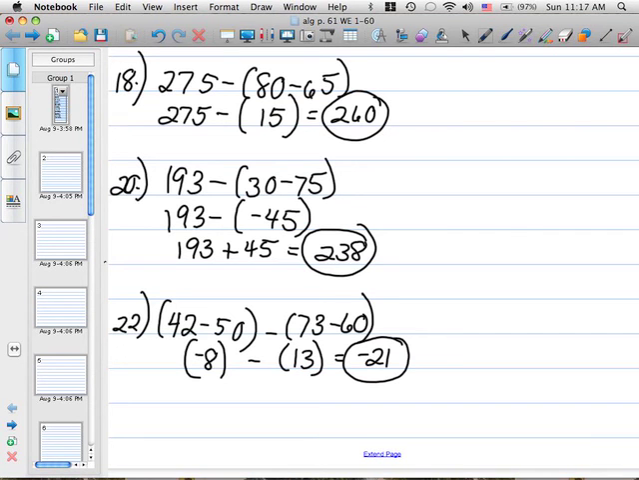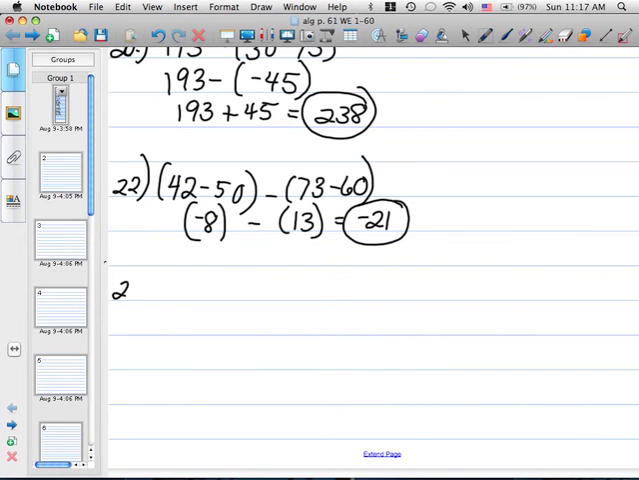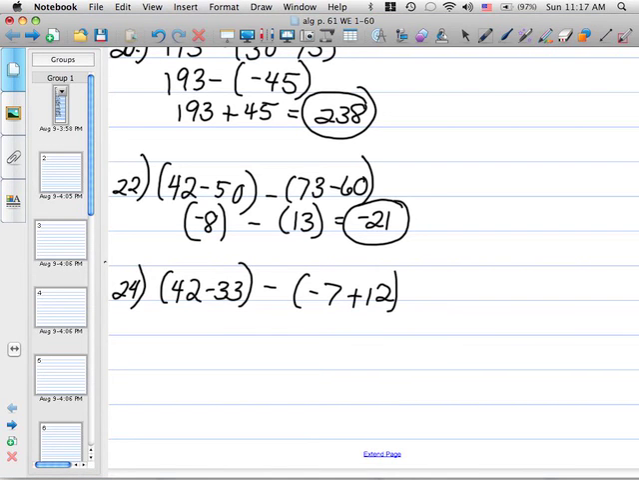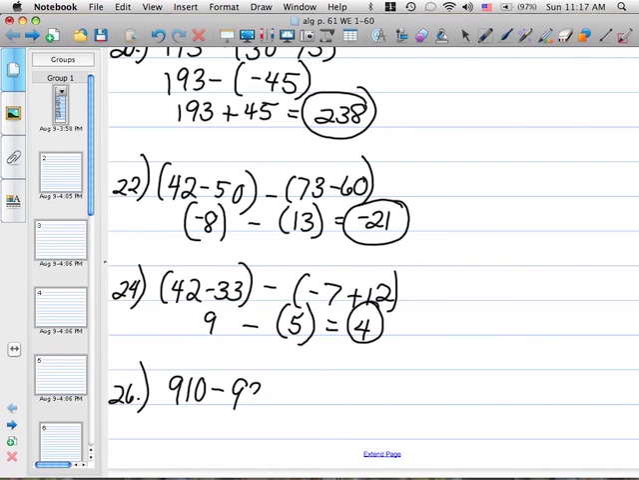Skip a line, number 22. We have 42 minus 50 minus the quantity 73 minus 60. 42 minus 50, that's a positive 42 and a negative 50, so that gives us negative 8. 73 minus 60 is 13. So that's a negative 8 and a negative 13, which is negative 21. I'm not changing them to addition unless I have to. So that negative 8 and that minus is actually plus a negative 13. I'm just not showing that anymore.